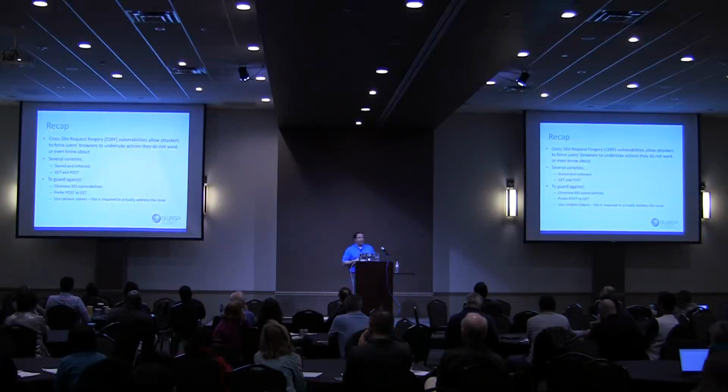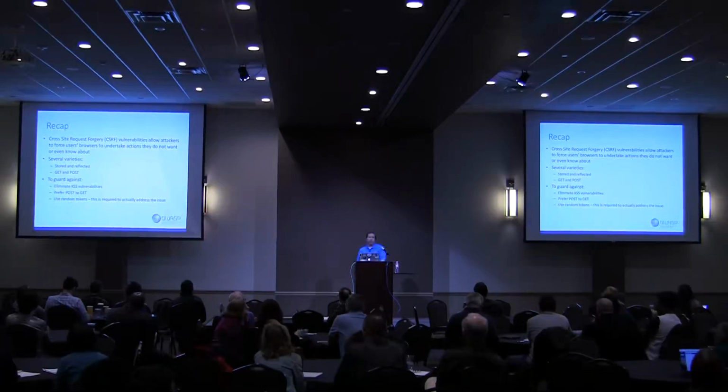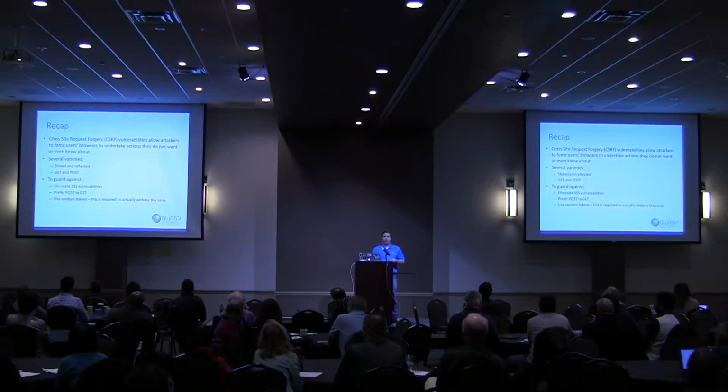So to recap here, cross-site request forgery vulnerabilities allow attackers to force a user's browser to undertake actions that they don't want you to know about. There's multiple varieties, including stored and reflected, GET, and POST. And to guard against it, eliminate our cross-site scripting vulnerabilities, prefer POST to GET, and then really the only true way to eliminate it is to use nonces or random tokens to address the issue. Make sense? Questions? Sammy is all our hero.